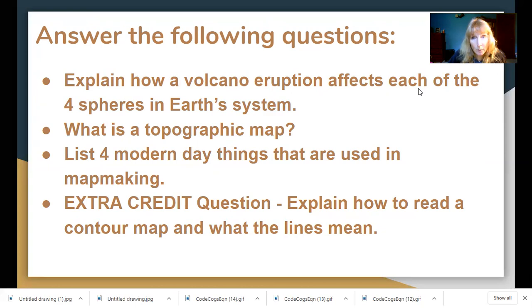You can use this video, but you're also going to have to do a little research in your science book. I believe it's on page, I actually have the book here. Let's take a look. You can find contour lines on page 18 and 19. So page 18 and 19 would be great for you to do that extra credit question.